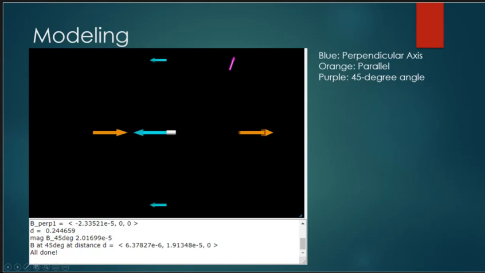The GlowScript for this, or the modeling for this lab: the blue arrows show the magnetic field on a perpendicular axis to the bar magnet. The orange shows the magnetic field on a parallel axis, and then the purple shows a 45-degree angle, and you can see the values of these at the bottom of this page.